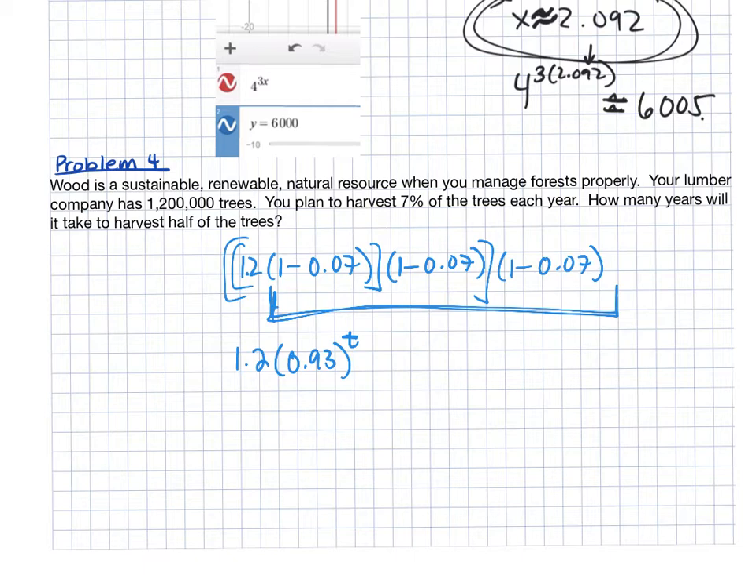Okay, and then how many years will it take to harvest half the trees, right? We want to know when this is our amount of trees we have, right? When we start at t as being 0, we have 1.2 million, right? And then 1 year after that, we have 93% of those. Half of that is 0.6, right? So when does this equal 0.6? All right, so this is the equation we are solving.